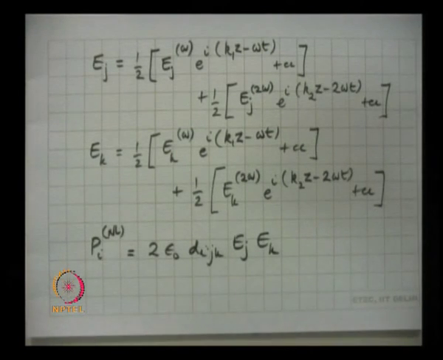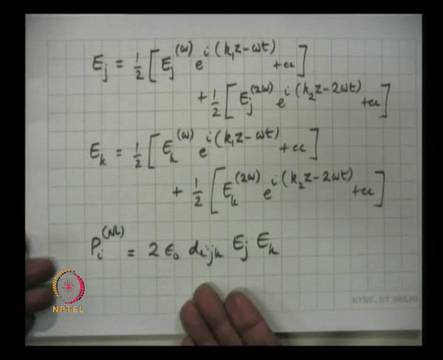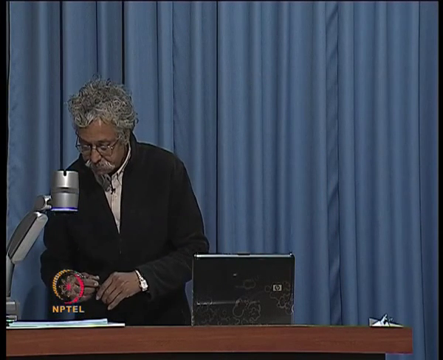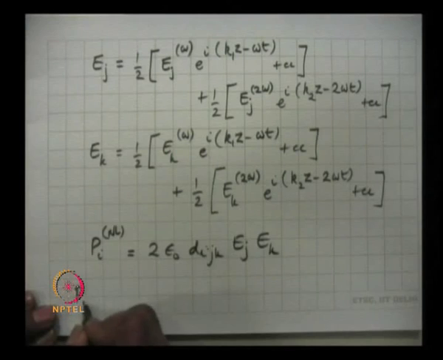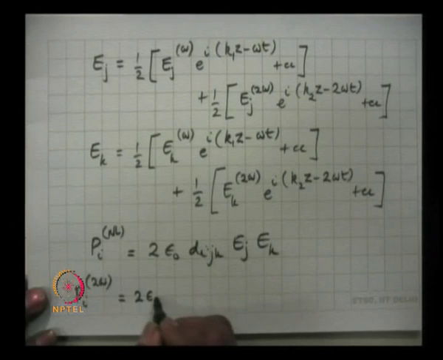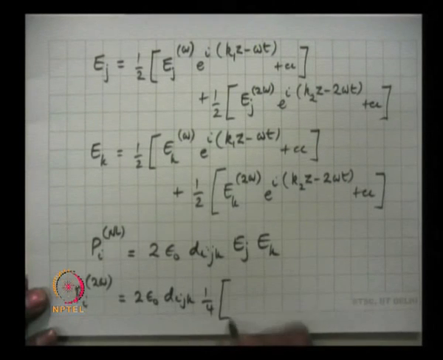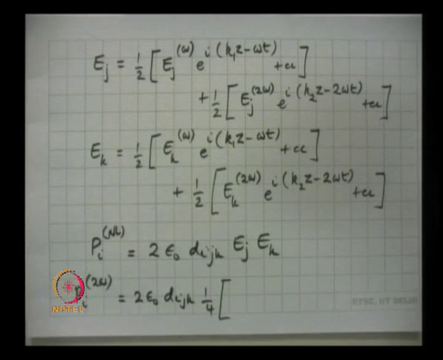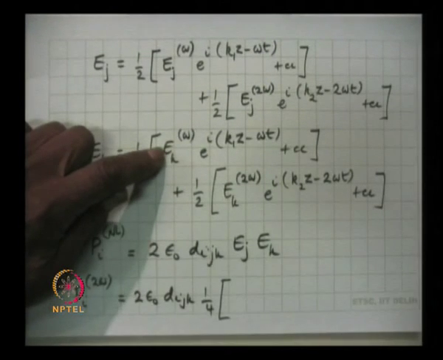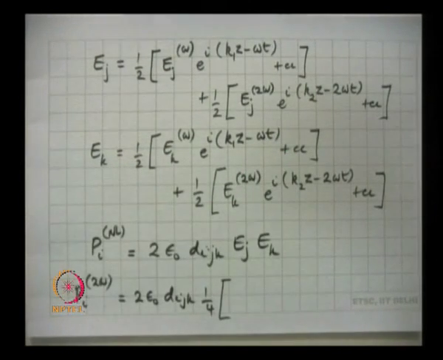Okay. Now I must multiply these two, then multiply by 2 epsilon 0 d_ijk and find out P_i at 2 omega. So what will I get? First, I get 2 epsilon 0 d_ijk, and half into half is 1 by 4. Now, tell me what terms will I get when I multiply these two at frequency 2 omega. This into this will give me 2 omega. This complex conjugate into the complex conjugate will also give me 2 omega, that is the complex conjugate. Anything else? There is no other term.